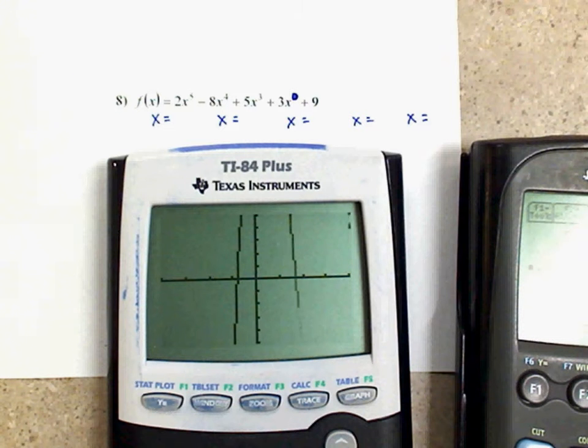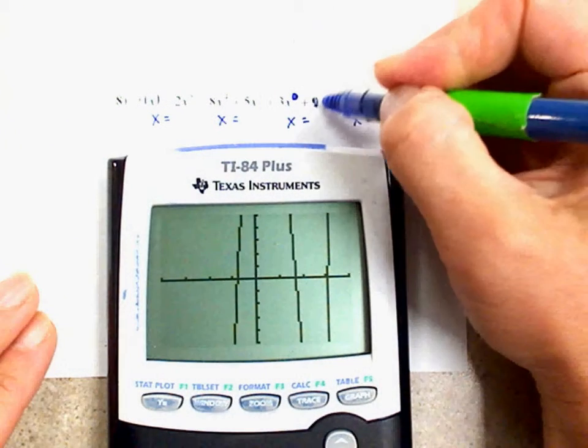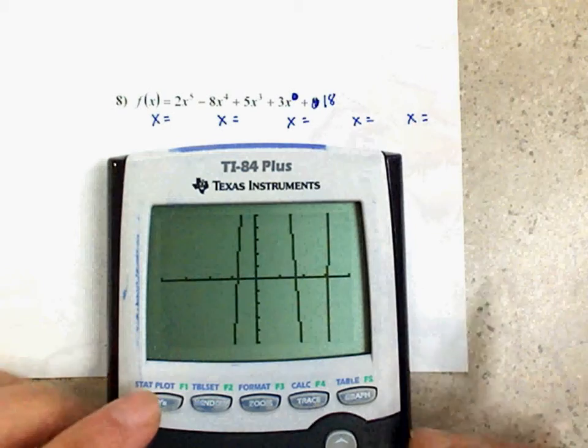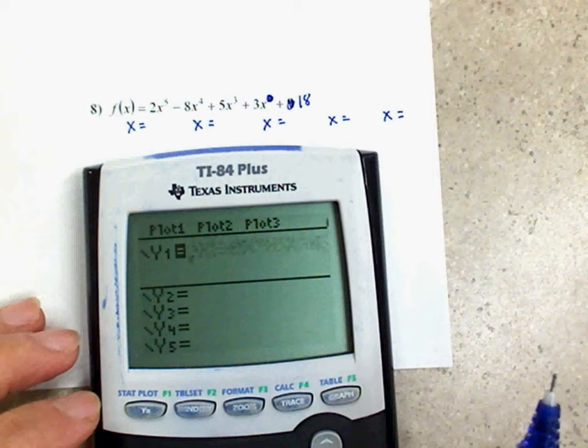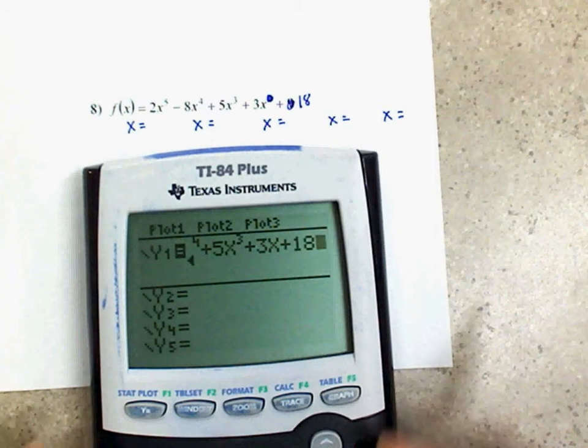Times 2 times 2, and this should be 18. That's why. Okay, let me rewrite this. My apologies. I forgot to multiply this one times 2. Okay. There we go. Whew, that's where I messed up.